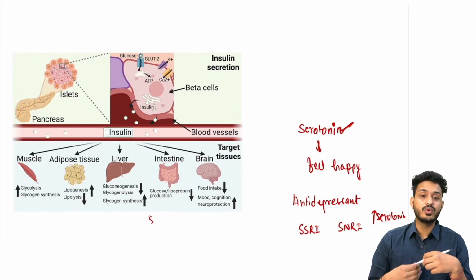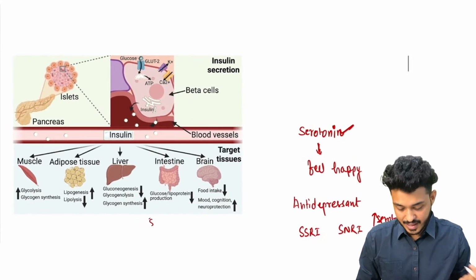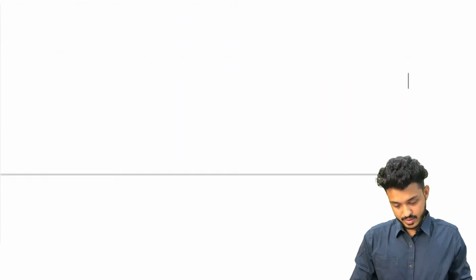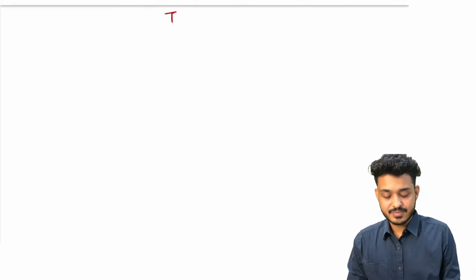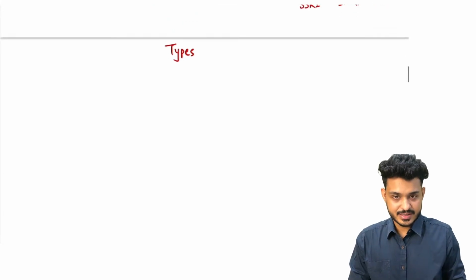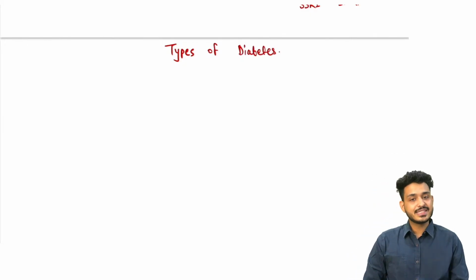Whenever you eat food, what will happen? You will be feeling happy. Some people go outside, eat good food, and feel happy about it, right? Now the next thing we are going to understand is the different types of diabetes. If you understand this particular thing, we can easily understand the different types of diabetes. How many types of diabetes do we have, and what is the basic pathogenesis behind them?